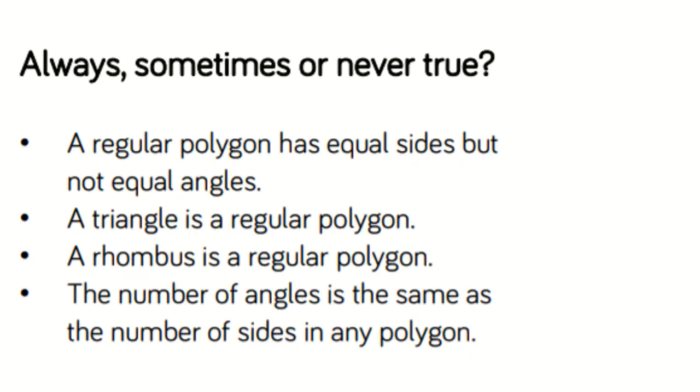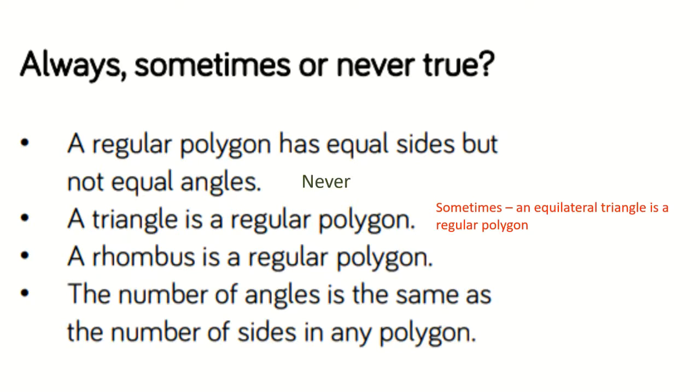Now have a go at these statements and work out if they are always, sometimes, or never true. First one, a regular polygon has equal sides but not equal angles. That one is never true. If it is regular, it must have equal sides and equal angles. Number two, a triangle is a regular polygon. That one is sometimes true.